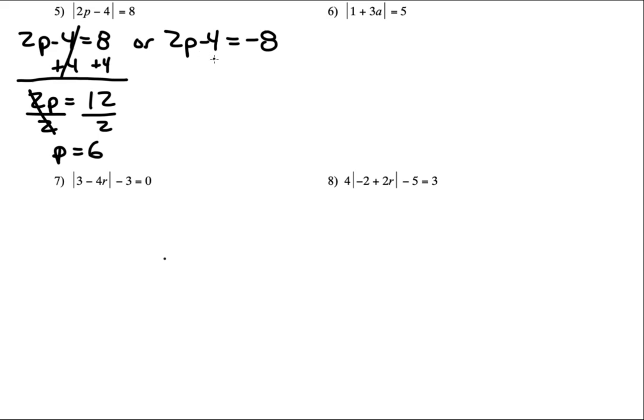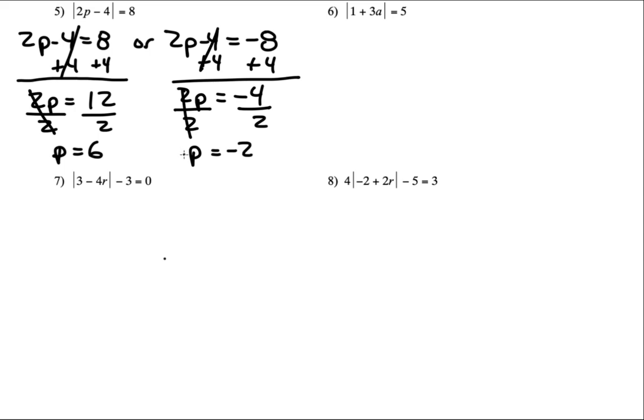And then for this one, once again, I'm going to try to isolate first the 2p. So to do that, I'm going to add 4 to get rid of this piece. And if I do that, I have to do that to both sides. So that cancels, and I'm left with 2p equals -8 plus 4, which is -4. And now I don't want 2 times p, I want just p alone, so I need to divide by 2. And if I do it to one side, I need to do it to both sides. Those 2's cancel, and I'm left with p equals -4 over 2, which is -2. So for this one, we'll do it up here, p equals 6 or -2.